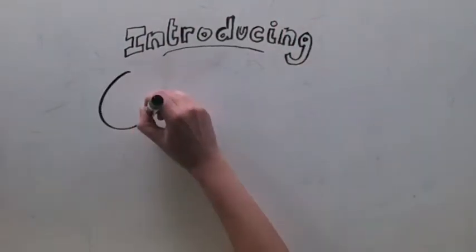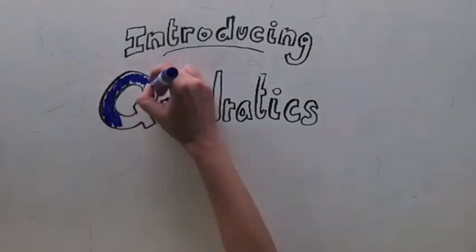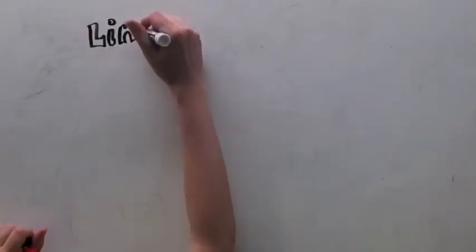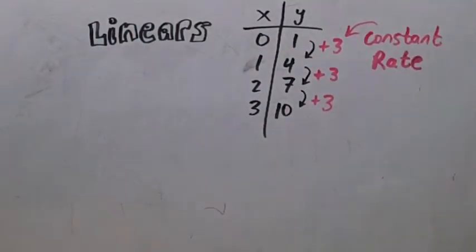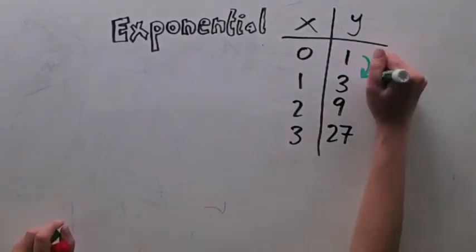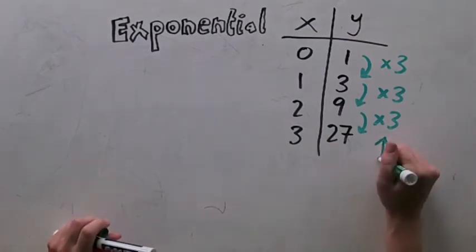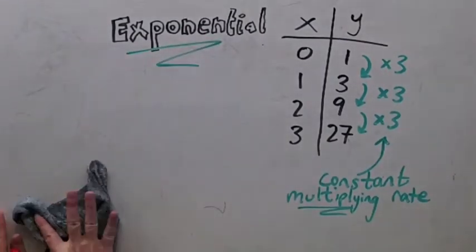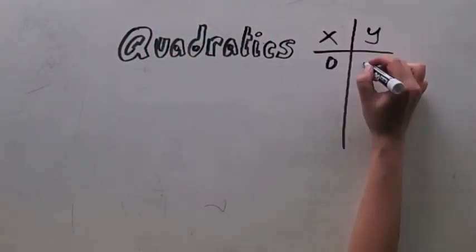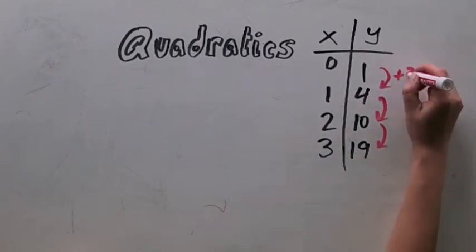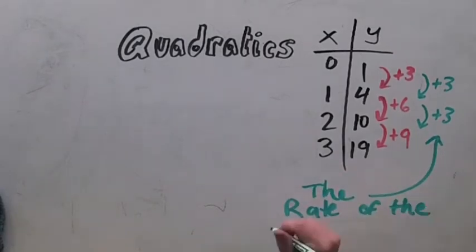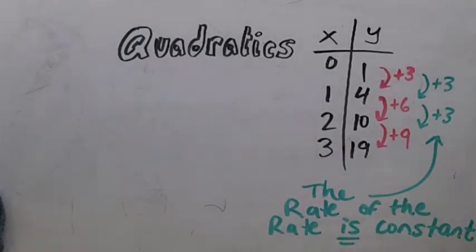Let me introduce you to a new type of equation called a quadratic. This type of equation, or pattern, is unlike linears, which have a constant rate of change between coordinate pairs, and exponentials, which have a constant multiplying rate that causes coordinate pairs to increase or decrease rapidly. Now with quadratics, there is no constant rate of change or a constant multiplying rate. Instead, what is constant is the rate at which the rate increases or decreases.